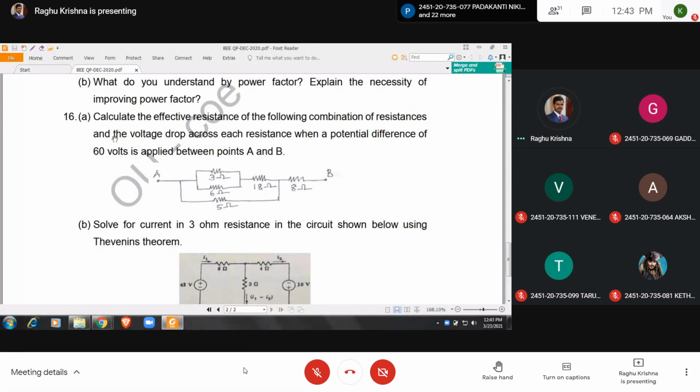16th A bit. So you see the calc here, 16th A: calculate the effective resistance of the following combination of resistances and the voltage drop across each resistance when a potential difference of 60 volts is applied between the points A and B. So first we have to find the resistance across the terminals A and B. Then we have to find the voltage drop across each resistance when 60 volts is applied between the points A and B.